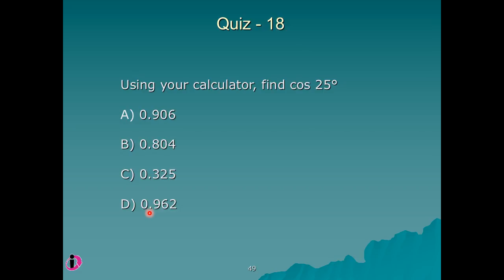Cosine 25. First press cosine, then press 25 and the equal sign. How much is that? 0.906. Okay. Cosine 70.